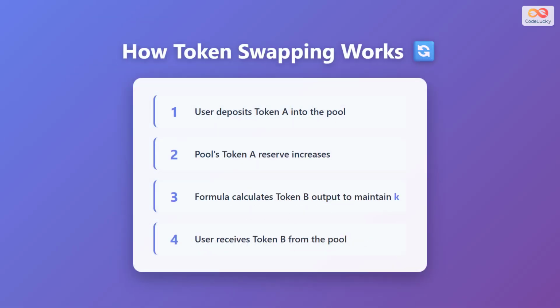Now let's walk through how a token swap actually works. First, you deposit token A into the liquidity pool. Second, the pool's reserve of token A increases because you added more tokens. Third, the constant product formula calculates how much token B you should receive to keep k constant. Finally, the pool sends you token B, completing the swap. This entire process happens automatically through smart contracts in just seconds, with no human intervention required.